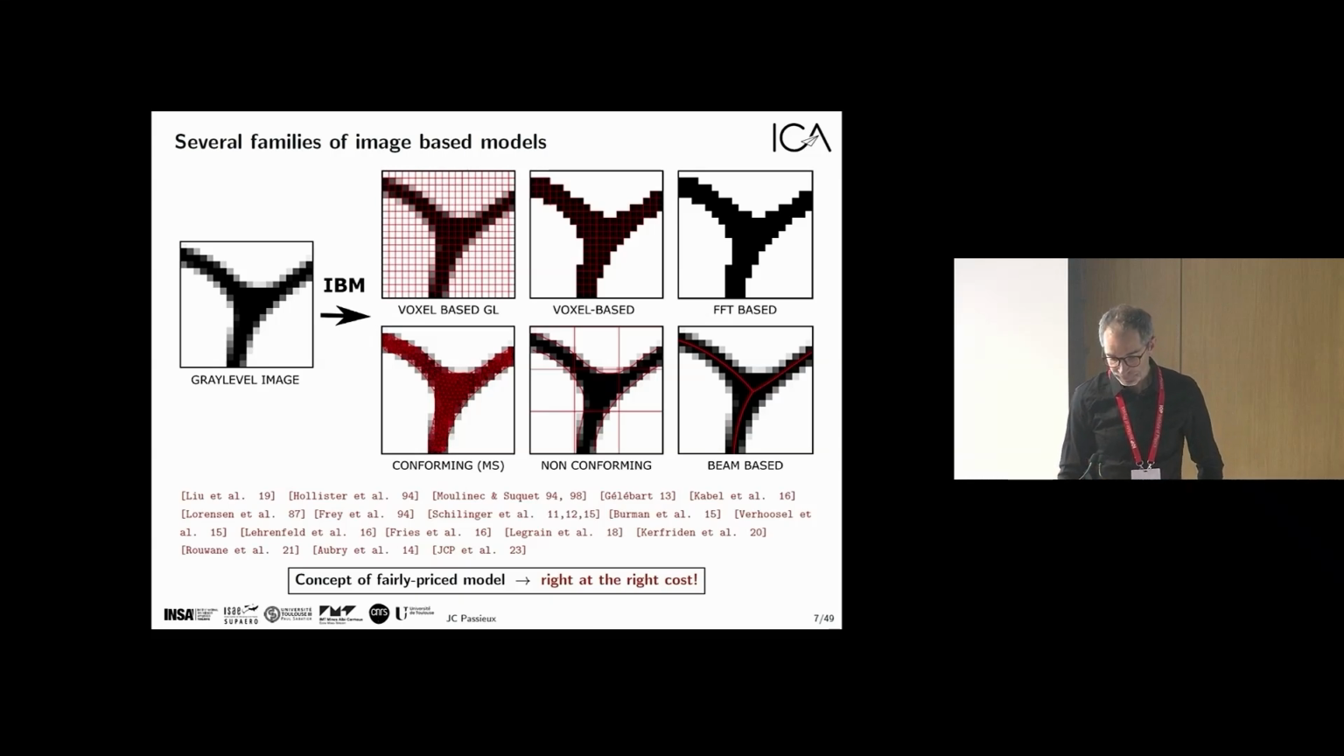And what I have in mind each time is that I try to build what I call fairly priced models. It means that I know that the pixelization and the quantization of the image make me lose some information, and I want to build the best solution I can, but avoiding overcomputation, because I know that my geometry is not correct.